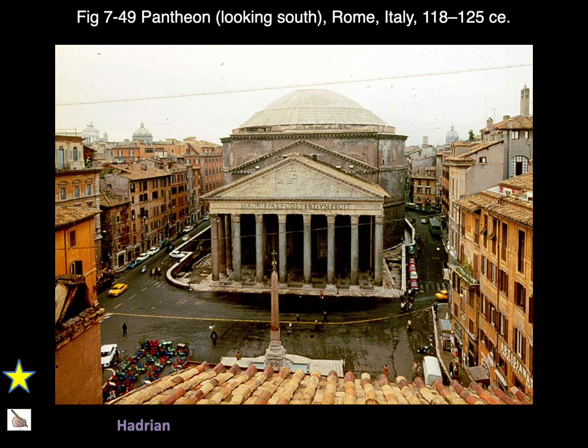Pantheon looking south, Rome, Italy, 118 to 125 CE. Hadrian, Trajan's chosen successor. Everywhere he went, local officials set up statues and arches in his honor. That is why more portraits of Hadrian exist today than of any other emperor except Augustus. Made during Emperor Hadrian's rule, the Temple of All the Gods is one of the best preserved buildings of antiquity and most influential in architectural history.